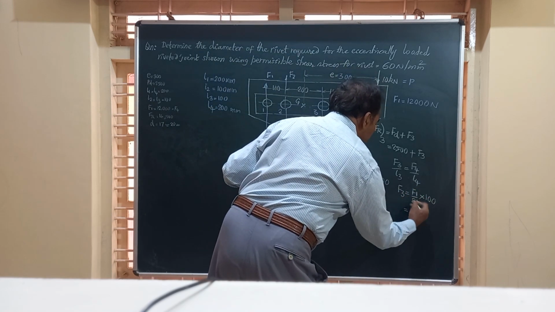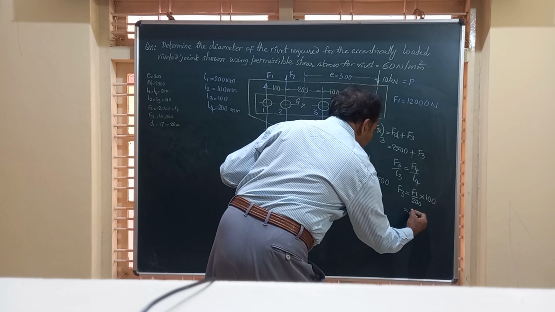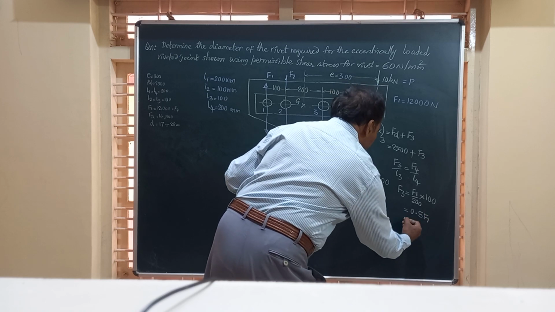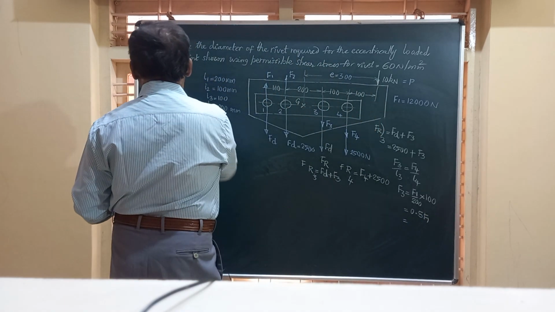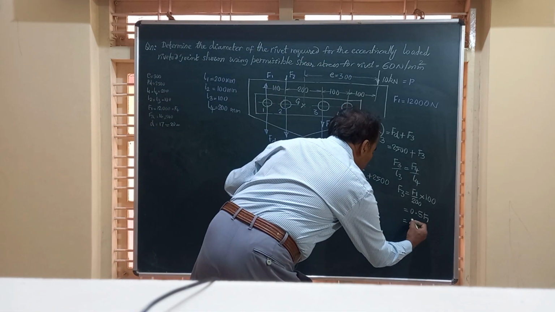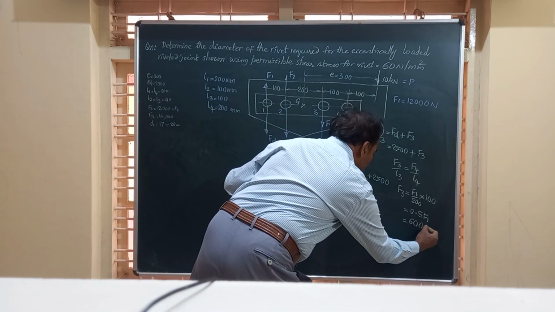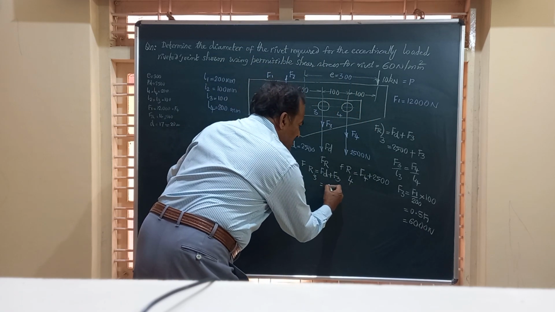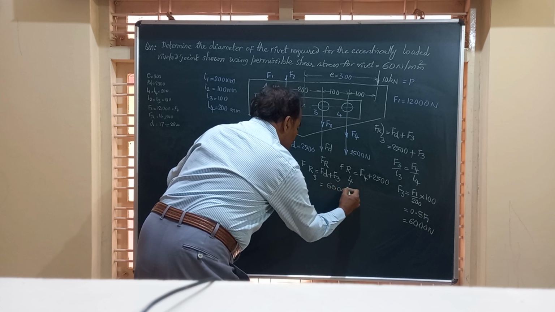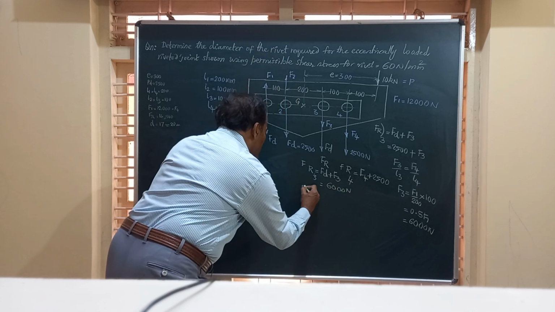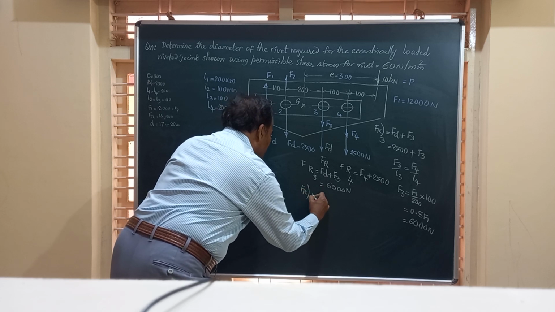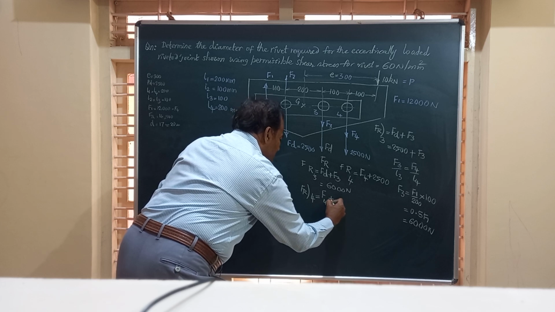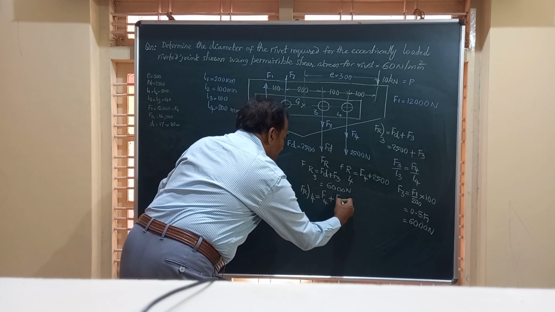So this resultant will be half of that, that is 0.5 times F1. The value of F1, friends, you have seen is equal to 12,000. 12,000 by 2 is 6,000 Newton. So this you write as 6,000 Newton. And similarly, for rivet number 4, the resultant load at rivet 4 is equal to F4 plus the direct load FD.